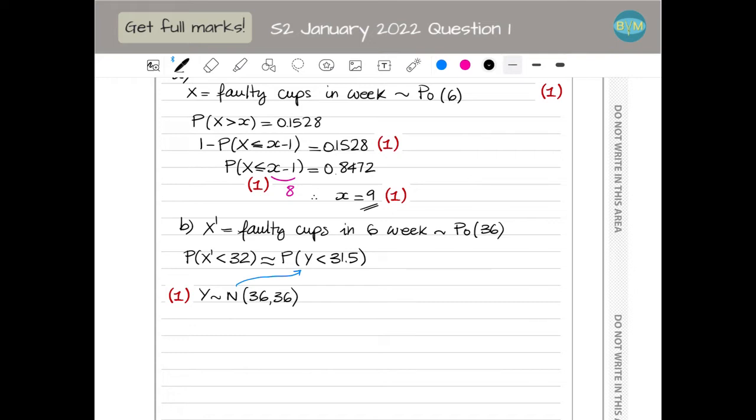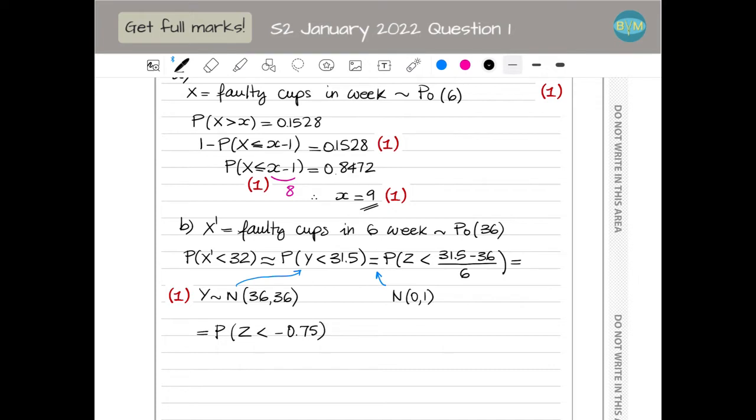So I'm going to translate this into a standard normal distribution. So now I'm going to have the probability of Z being smaller than 31.5. I'm just doing a change of variable here to have a normal 0, 1, a standard normal distribution, that allows me to use the tables. This is minus the mean, which is 36, divided by the standard deviation, which is root of 36, which is 6. So this is the probability of Z being smaller than minus 0.75.